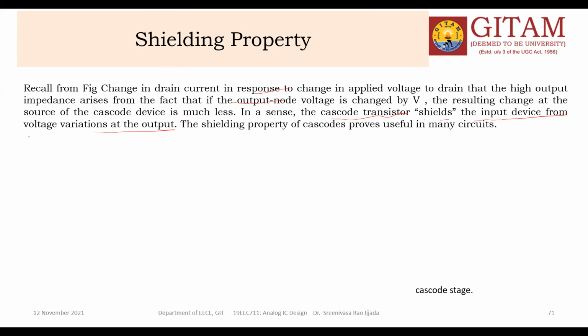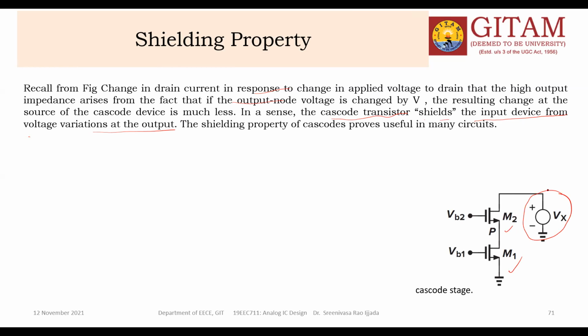So in the basic cascode, what is the input device? The CS amplifier. What is the cascode device? The CG stage. So the CG will protect the CS, or shield the CS from the variations of the output voltage. That's why it is called the shielding property. Here this is M1, this is M2, and Vx is applied here, for example, or a fixed voltage is applied here.